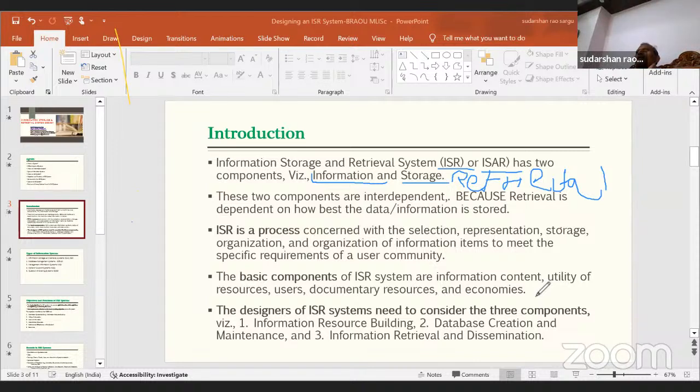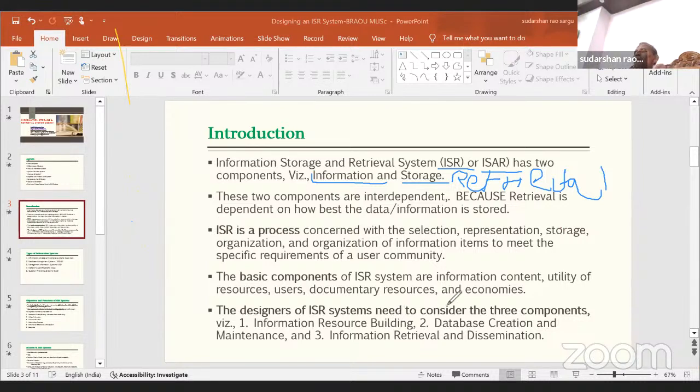Economies means, when you want to get information from a database, if it takes a longer time, or if you have to pay a lot of fee for that, then it is not going to be useful for us. So it must be very cost effective, isn't it? It should be cheap to get the information. If we cannot afford the cost, that is not going to be a good information system. Then, of course, our area is designing an information storage and retrieval system.